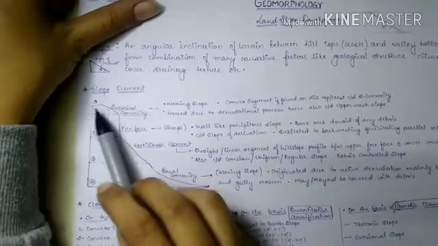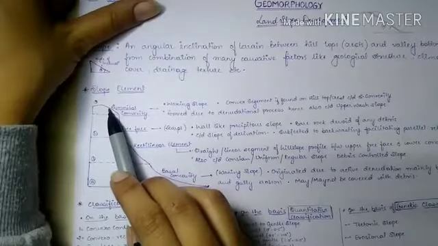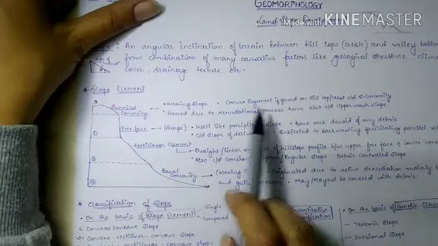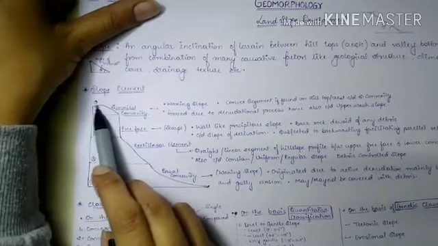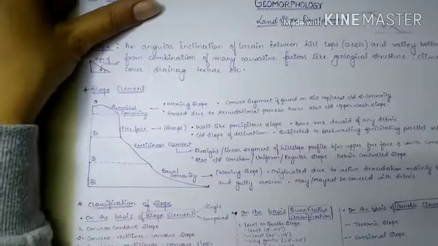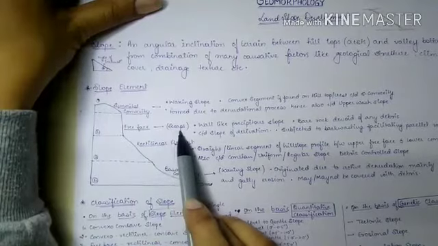It is a convex segment and it is found on the hilltop or hill crest, and it is formed due to denudational processes. That's why it is called upper wash slope. The next element is free face. It is also known as scarp.